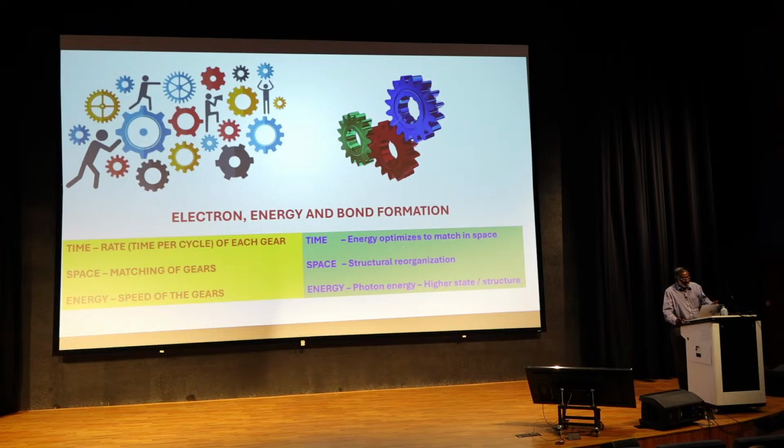Now, if you look at a gear system, the rate at which each gear moves, that is rotation per second, has to match with the next gear. Therefore, they can attach with each other, transfer the energy, and then transfer the function of moving in one direction or the other. Similarly, space: the size of the gear in terms of spatial structure must be approximately correct enough so that you can lock in and transfer energy. And energy is basically the voltage that you give for the motor to start spinning.